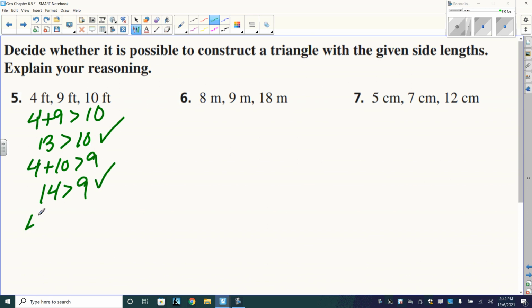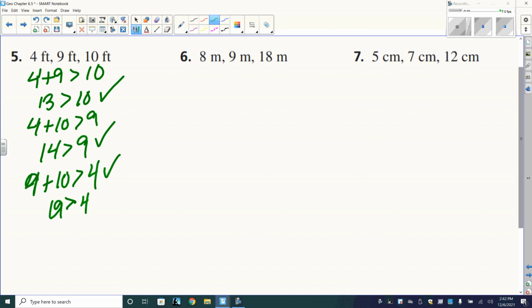And lastly, it would be 9 plus 10 is greater than 4. Well, yes, because 9 and 10 are both greater than 4. 9 plus 10 is 19, which is going to be greater than 4. So will these three lengths make a triangle? Yes.